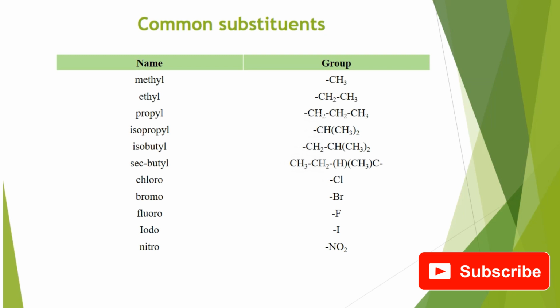Other than this, if the molecule contains halogens like chloro, then the symbol will be chlorine, Cl. For bromo, it is Br. For fluoro, it is F, fluorine. For iodo, the symbol is I. So these are some commonly used substituents in organic chemistry.